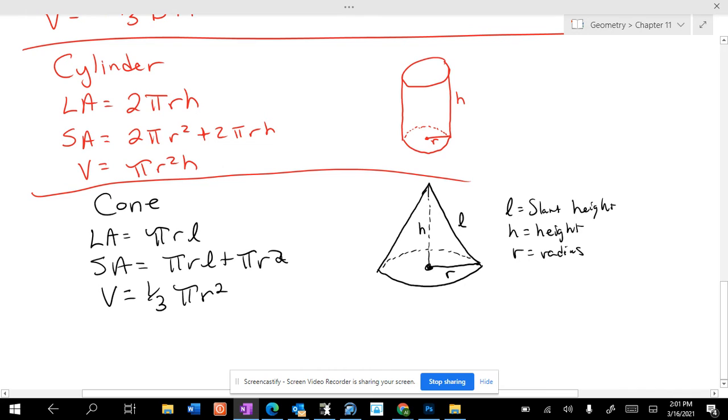We'll have a few more formulas adding on this chapter, but we'll stop there for now with the formulas because we won't use them all today. We'll only use some of the cylinder formulas and some of the prism formulas today.